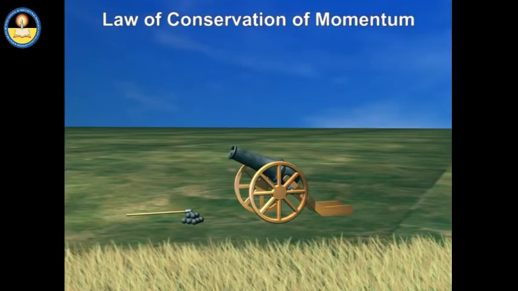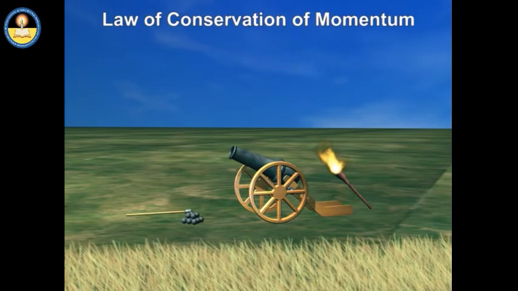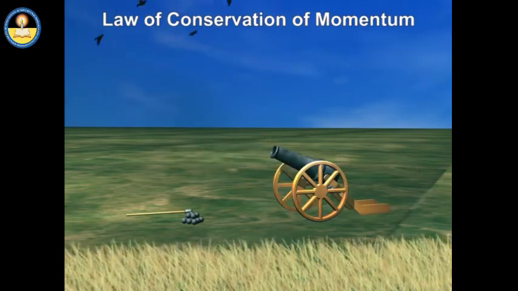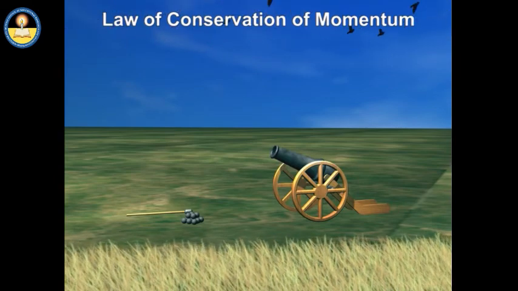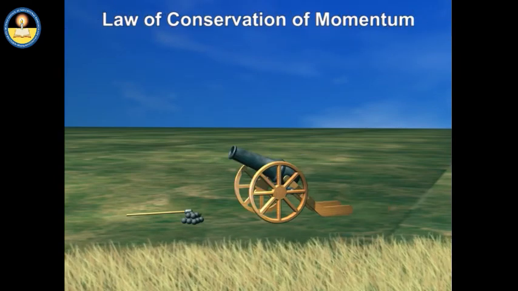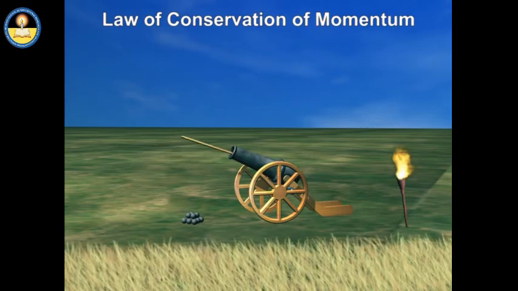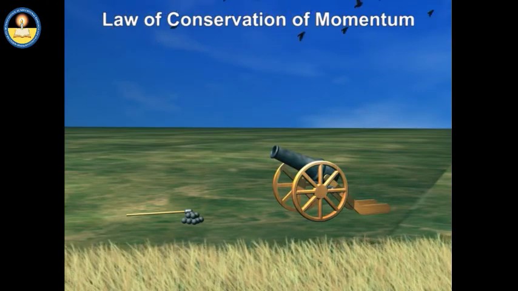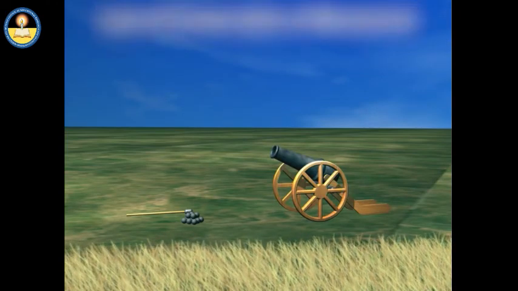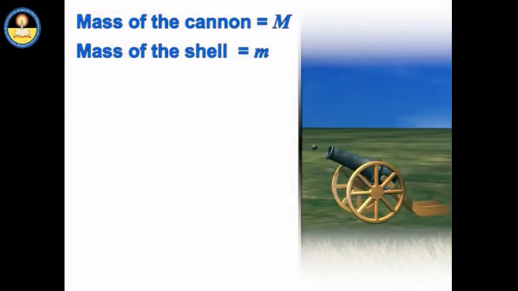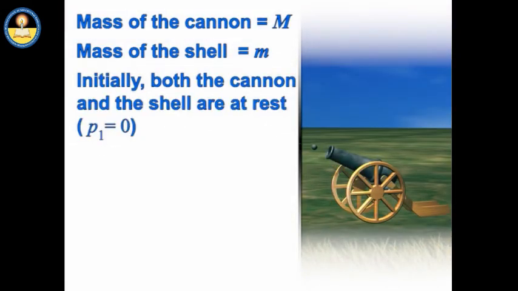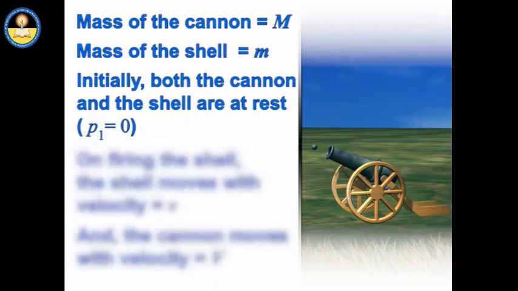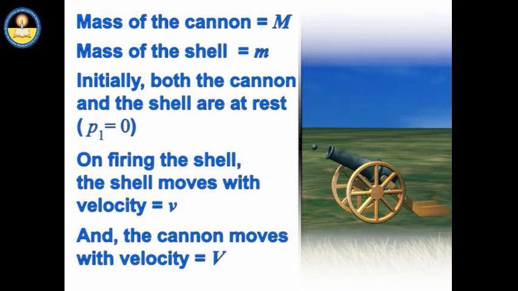Recoil of the cannon in the opposite direction is also due to the conservation of momentum. Since the initial momentum of the system is zero, the cannon has to move in the opposite direction to conserve the momentum, as can be seen.